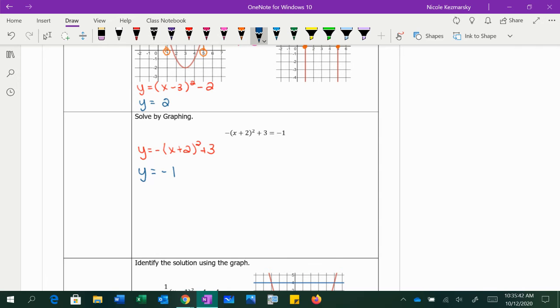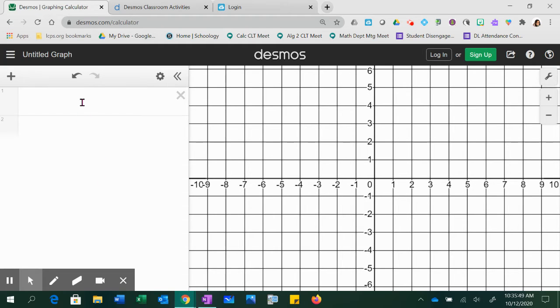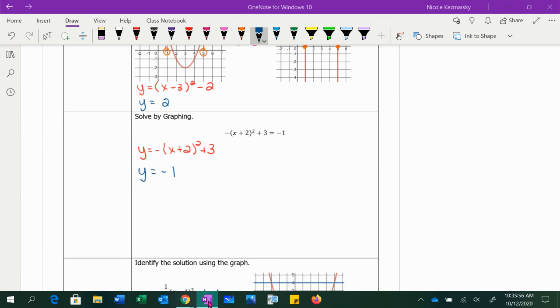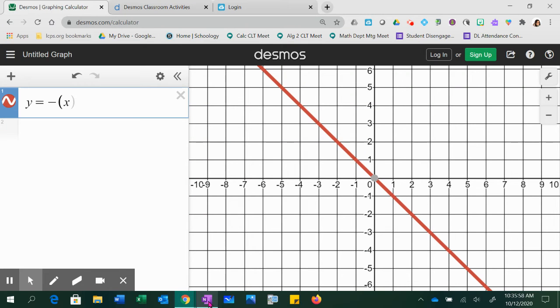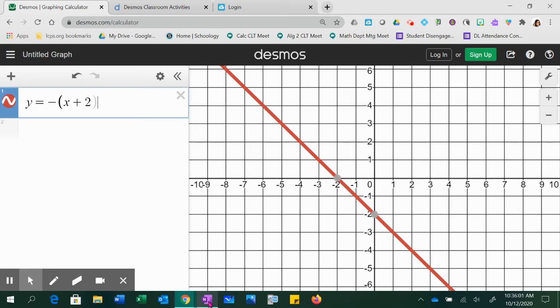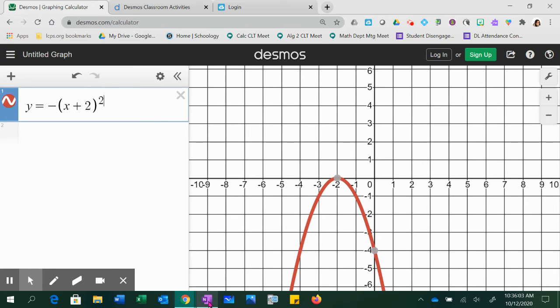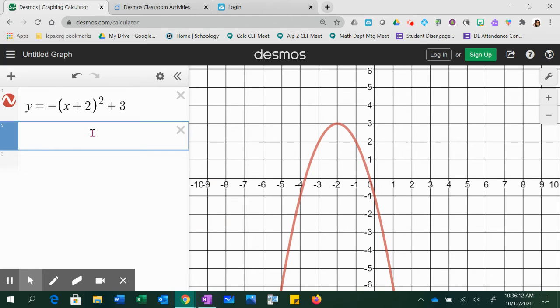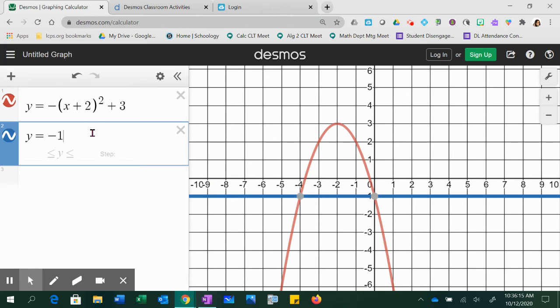And I'm going to go into Desmos. So I'm going to graph the first y value. So y equals negative (x plus 2) squared plus 3, going back to check my equation. So there's my first equation. And then my second equation is y equals negative 1.